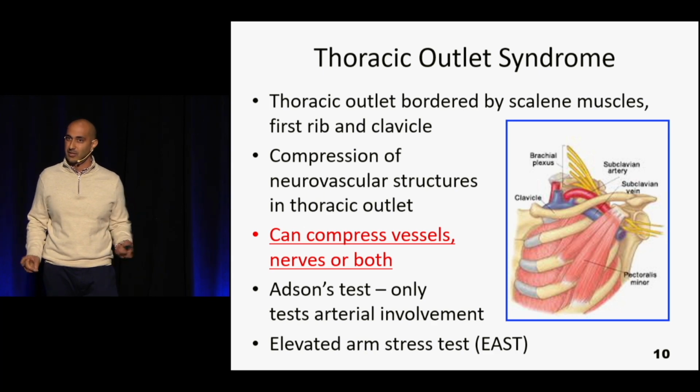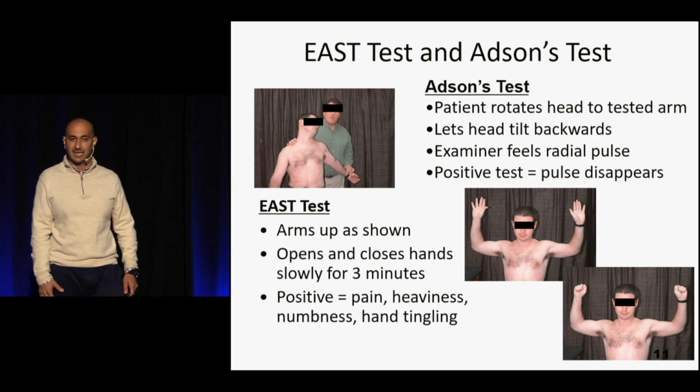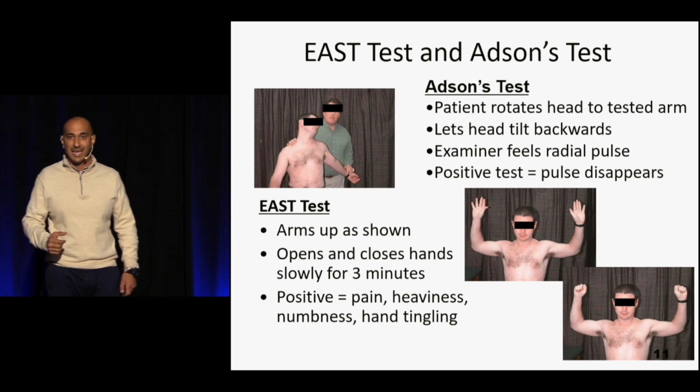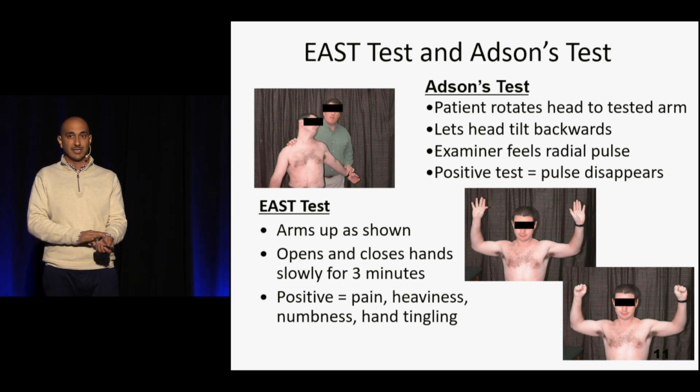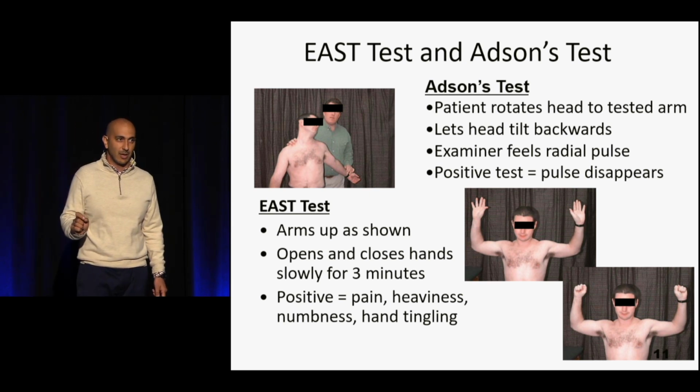So how do we test for these? There are 2 tests that are often described. There's the Adson's test and the East test. It's really important to know the Adson's test. You're having them twist their neck over toward the affected side, and you're feeling for the radial pulse, and they start losing that radial pulse. That's concerning for an arterial thoracic outlet syndrome. But you're not testing for the other types using the Adson's test.